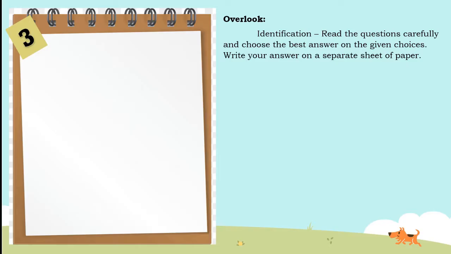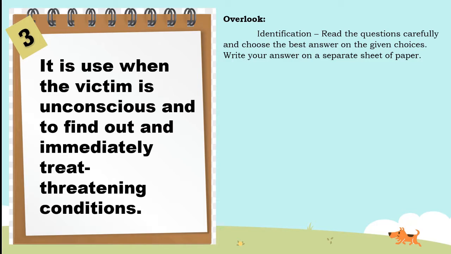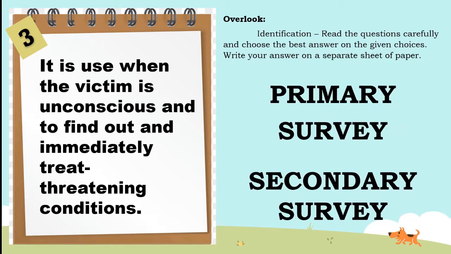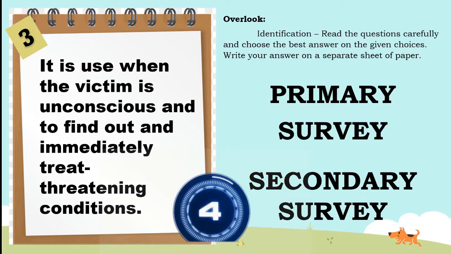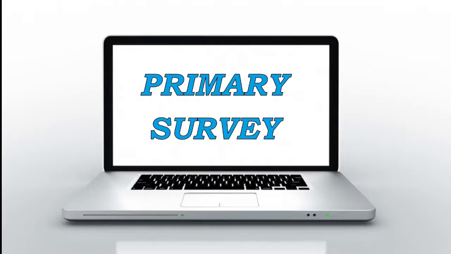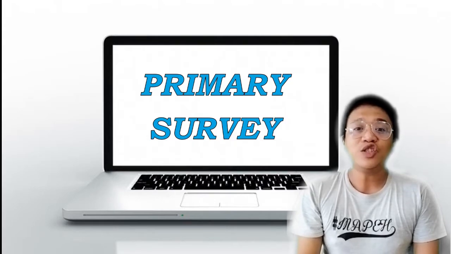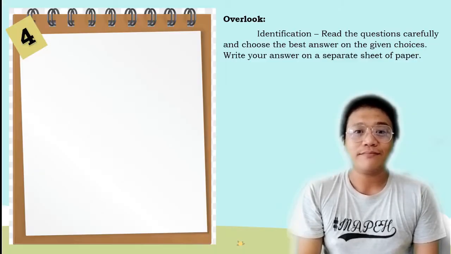Question number 3. And the choices are... you only have 5 seconds to know the answer. And the answer is primary survey. Primary survey: check for consciousness, open the airways, check for breathing, check for circulation.